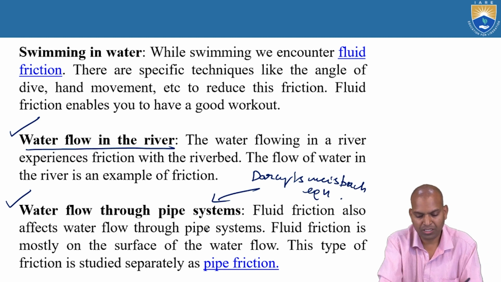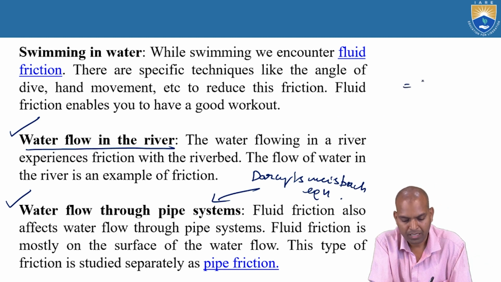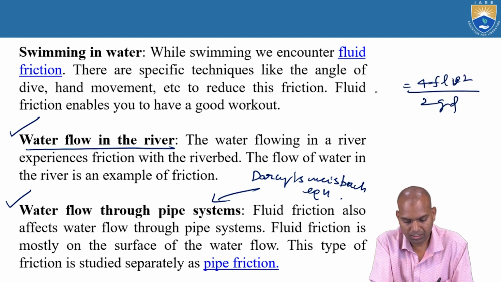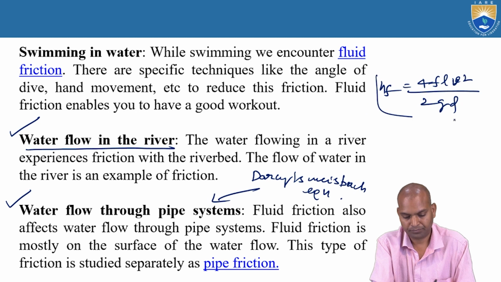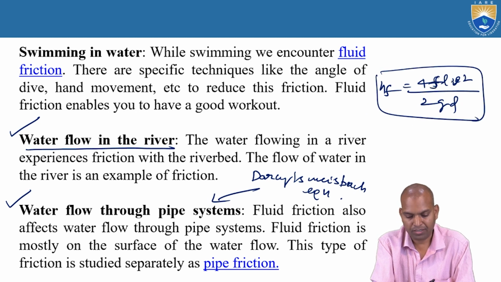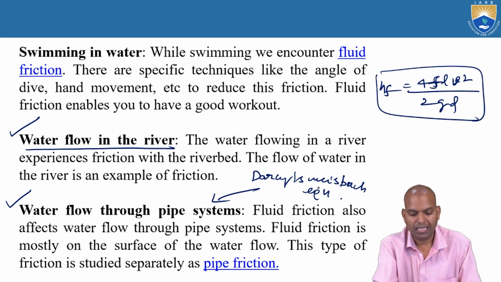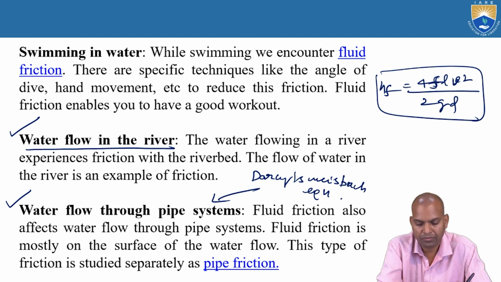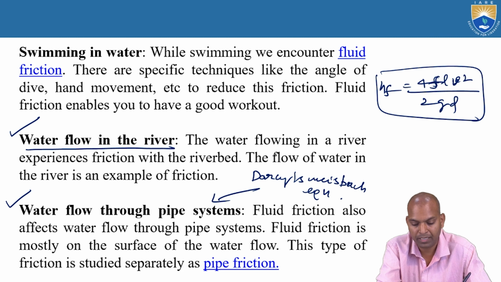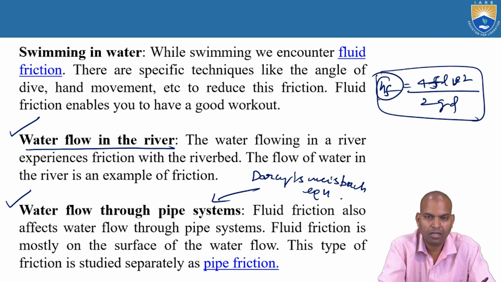What is the Darcy-Weisbach equation? That is hf = 4fLV² / 2gD, the head loss due to friction. What is the f here? That is the friction factor. L is the length of the pipe, V is the velocity of the flow, g is the acceleration due to gravity, D is the diameter of the pipeline, and hf is the head loss due to friction.